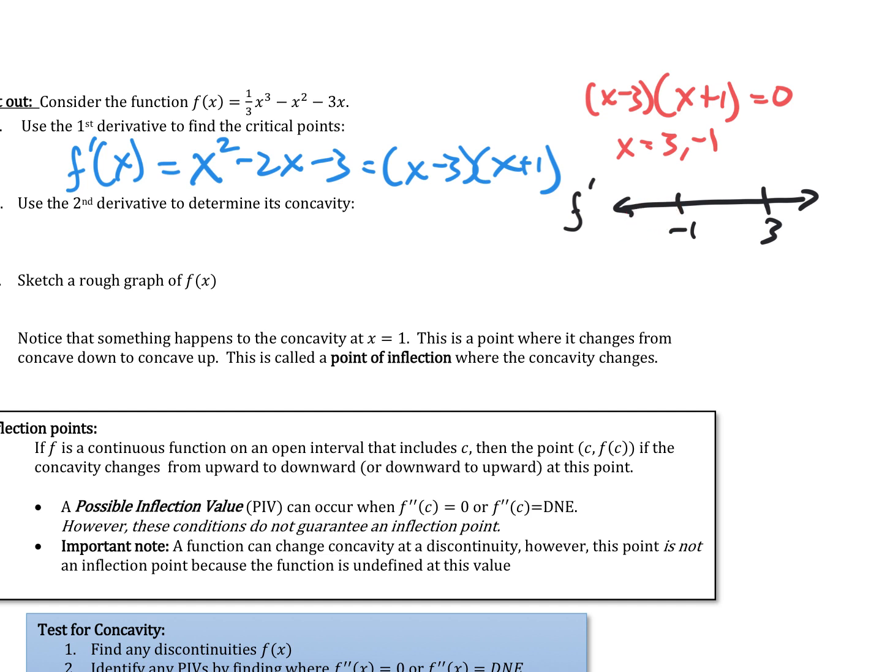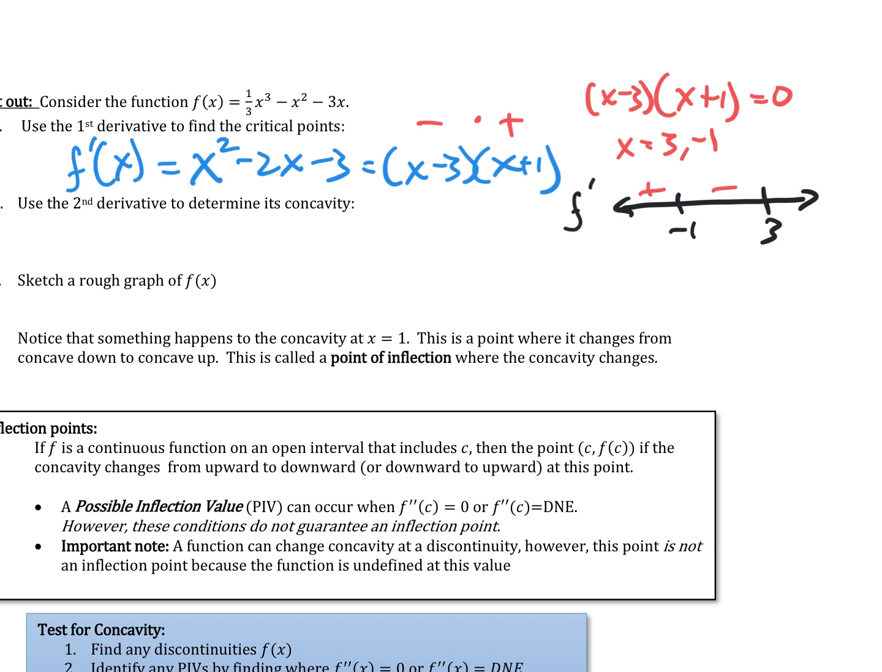So if we plug in negative 2, we're going to get a negative number times a negative number, and negative times a negative is a positive. Now let's plug in something between negative 1 and 3. How about 0? Plug in 0. 0 minus 3 is negative. 0 plus 1 is positive. Multiply those, we get a negative.